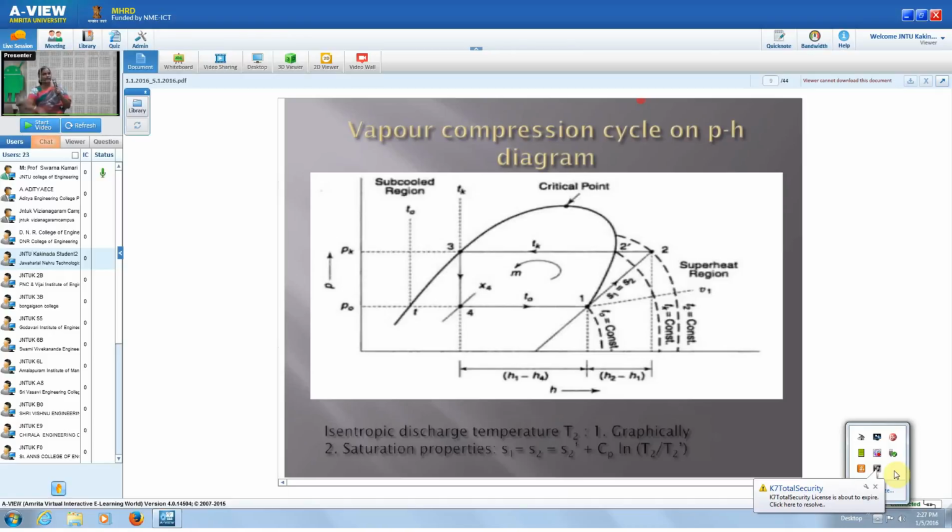So these are the methods by which you can find out T2. Otherwise, the other method is by using interpolation also. So you know what is H2 minus H1, so directly H2 minus H1 should be equated to the difference between S2 dash, S2 minus S1. Okay. Next.